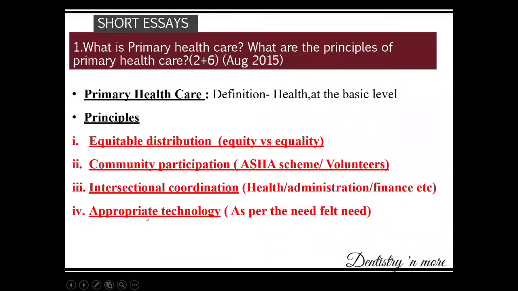And there should be appropriate technology. The technology should be appropriate for the need of the people. We should not give hi-fi technology to people who are not able to use it. So it should be based on the need or the felt need of the people. Those are the 4 principles. You can explain this a little bit if it is asked as a short essay, but mostly it will be a short note. If it is asked as a long essay, you need to give a definition also for primary healthcare.